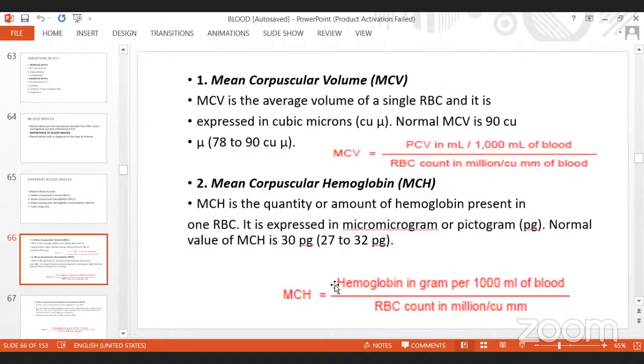That is the quantity or amount of hemoglobin present in one RBC, or how much hemoglobin is present in one RBC. That is expressed in microgram or picogram. That's around 32 picogram, which is the normal value. So by this, we can assess the hemoglobin level of an RBC.